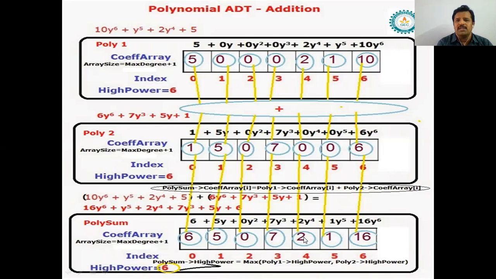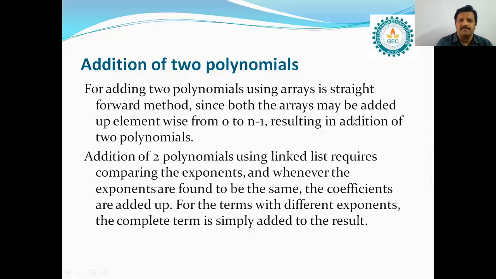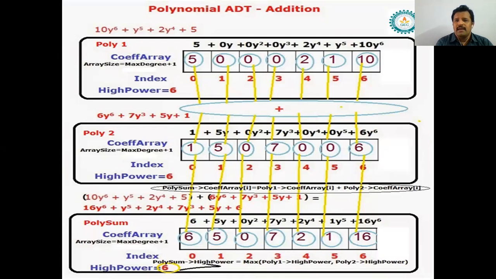And in the fifth location, 1 plus 0 equal to 1. And in the sixth location, 10 plus 6 equal to 16. Right? So this is the resultant array which contains the values 6, 5, 0, 7, 2, 1, 16.